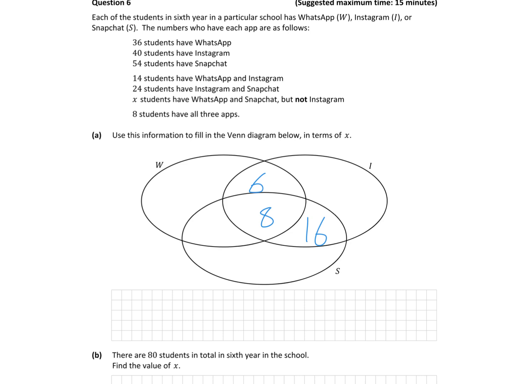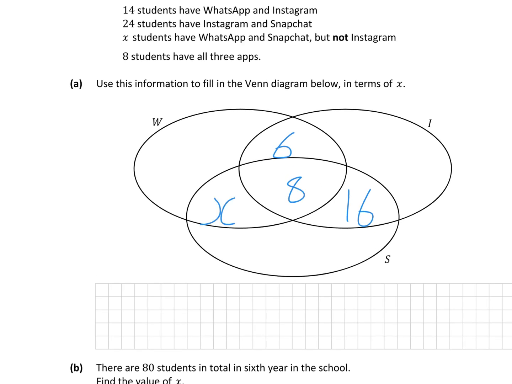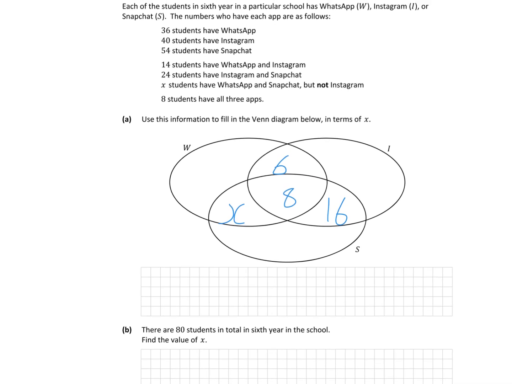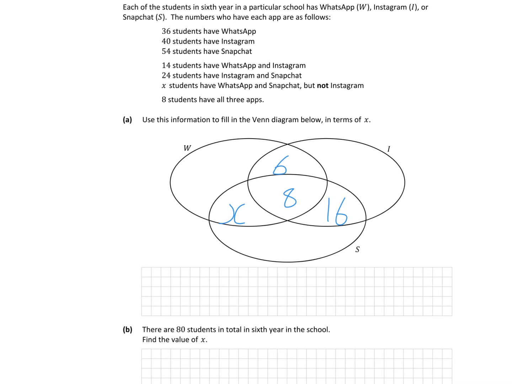Now, if I look at any other information about the overlap between 2 apps, it says this. X students have WhatsApp and Snapchat, but not Instagram. So let's look at where that is in the Venn diagram. WhatsApp and Snapchat is this overlap, the oval kind of shape. So it includes this and this. But it says the people who have WhatsApp and Snapchat, but not Instagram. So if we ignore the part that's in circle I, we're just left with this part out here. So that's the amount of people who have WhatsApp and Snapchat, but not Instagram. And it says it's X, which is some unknown number. That's fine because it does say to fill it in terms of X. So we're allowed to have X's in here.